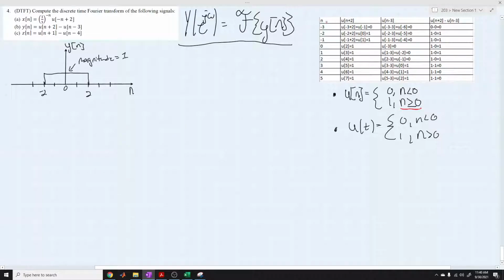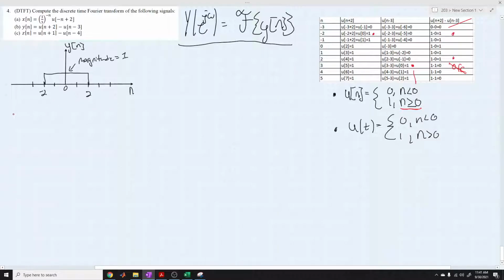So I wrote out a table here with the different values of n, and here's u of n plus 2, and then start plugging in the numbers. You can see that this one turns on right here, and it stays on. Then u of n minus 3 turns on right here, and then it stays on. When I subtract u of n minus 3 from u of n plus 2, I'm on here, and I'm on here, and then I'm off the rest of the time. So these are all off.